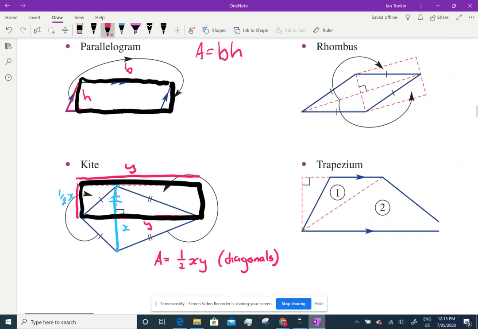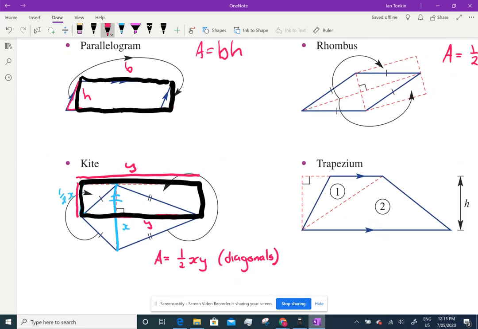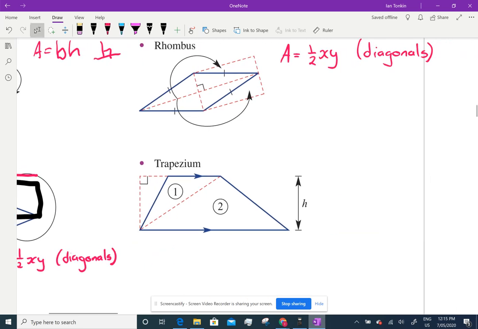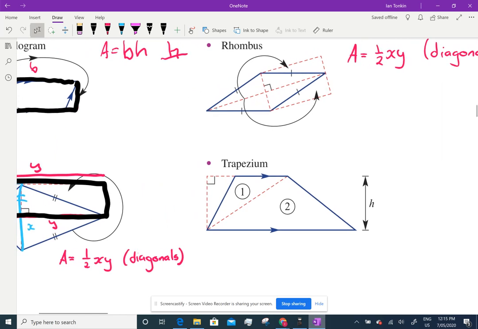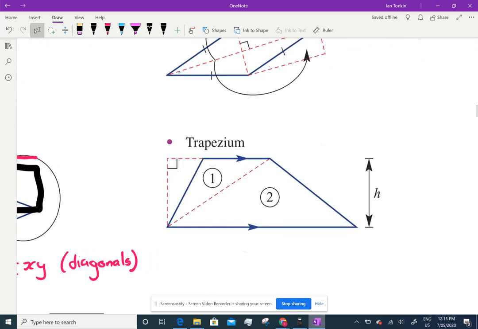So what have we got? We've got a parallelogram, where it's base times height, where it's a perpendicular height. The rhombus and the kite, a half x y, where they're diagonals. Well, let's have a look at a trapezium.